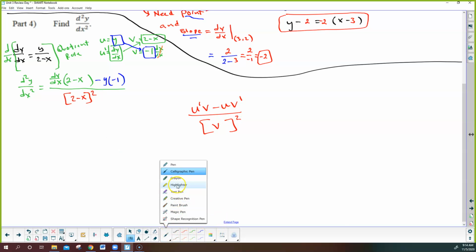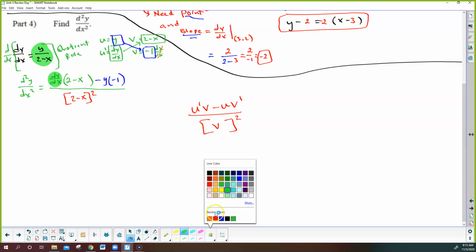Now, you're almost done, but look at right here. It says dy/dx. The directions are going to say write the second derivative in terms of x and y only, which means you can't have dy/dx in there. But wait a minute, don't we know what dy/dx is? It's right here. dy/dx is y over 2 minus x. So we're just going to replace that.